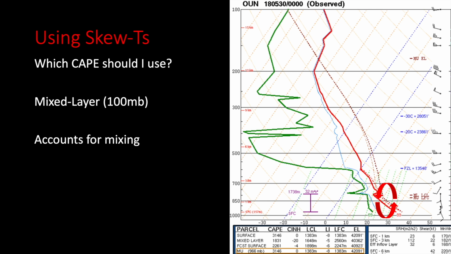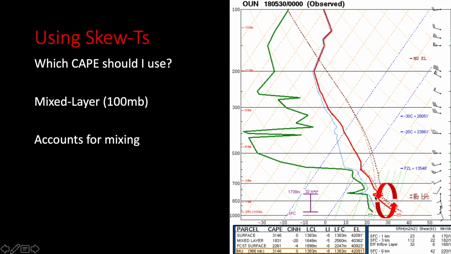And last but not least is our mixed layer CAPE here. And this is perhaps the most realistic in determining the amount of CAPE that we actually have, because what we're doing is we're going to mix the atmosphere, which is again a very natural process, and this is most representative of what actually goes on.